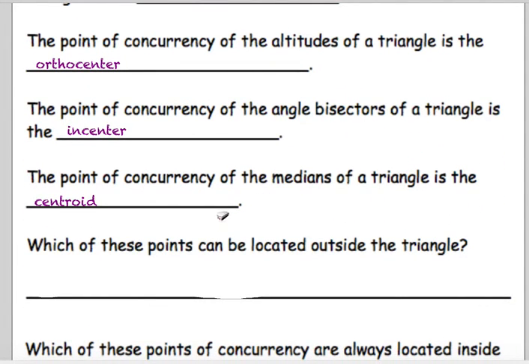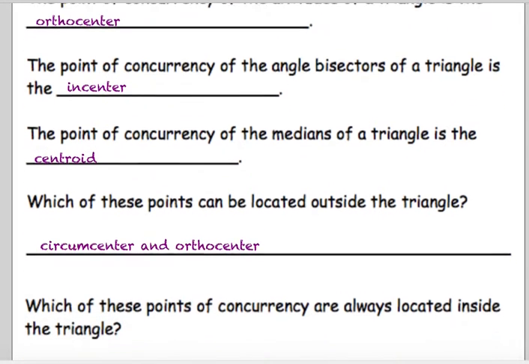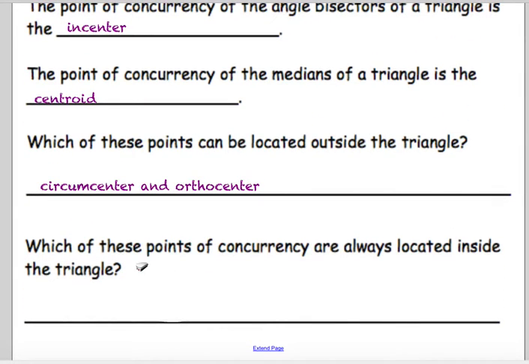Which of these points can be located outside the triangle? The circumcenter and the orthocenter can sometimes be found outside of the triangle. And which of these points of concurrency are always located inside of the triangle? It will be the incenter and the centroid.